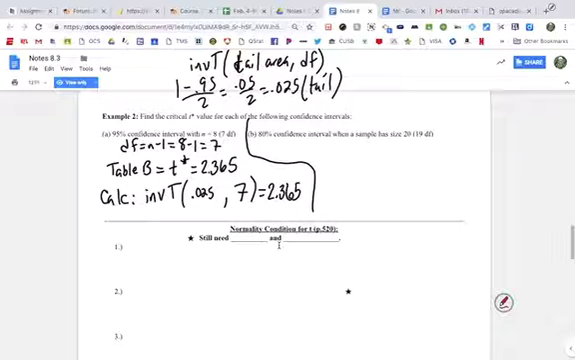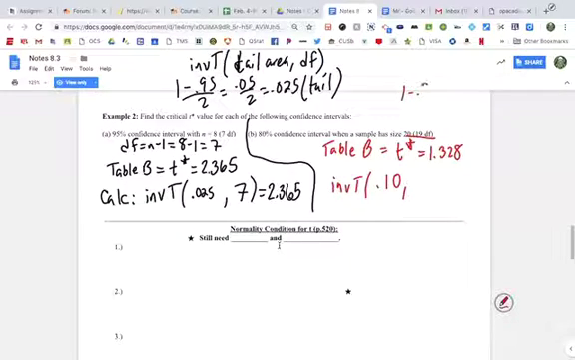80% confidence. So if I do table B, find 80% confidence with 19 degrees of freedom, I get 1.328. Again, lower confidence level, so it's going to have a lower t star. And on a calculator, inverse t, tail area is going to be 10%, because I have (1 minus 0.8) over 2, that's 0.2 over 2, which is 0.1. And degrees of freedom is 19, and I get the exact same answer, 1.328.